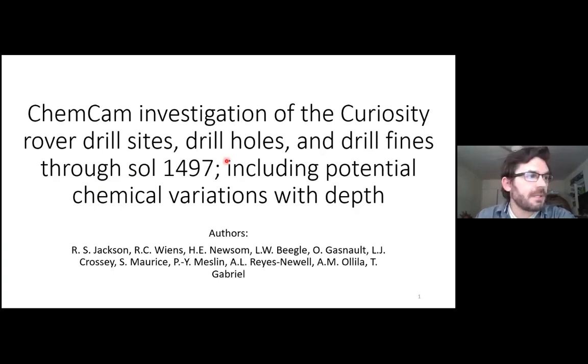So this presentation's over some of the work I've done looking at the drill sites that the Curiosity Rover is capable of drilling on Mars. I don't really look too much at the sample itself that's taken up and given to the internal instruments. But I look at the surface around there, the drill fines produced by the drilling process, as well as the drill hole itself. And we're using the ChemCam instrument to get geochemistry data on all of that.